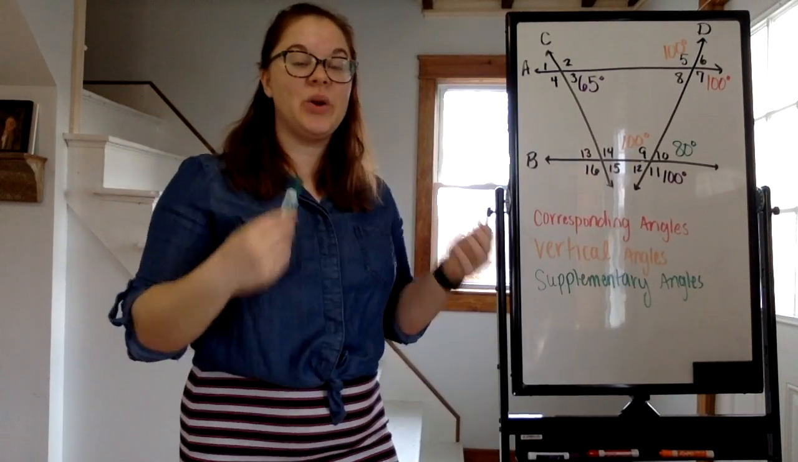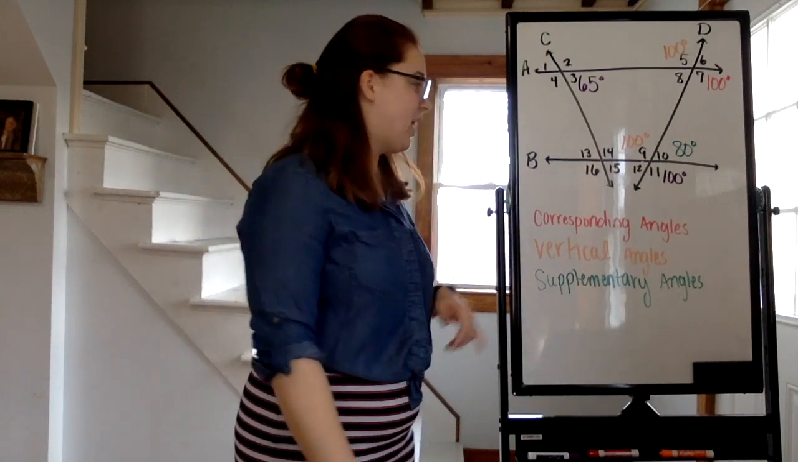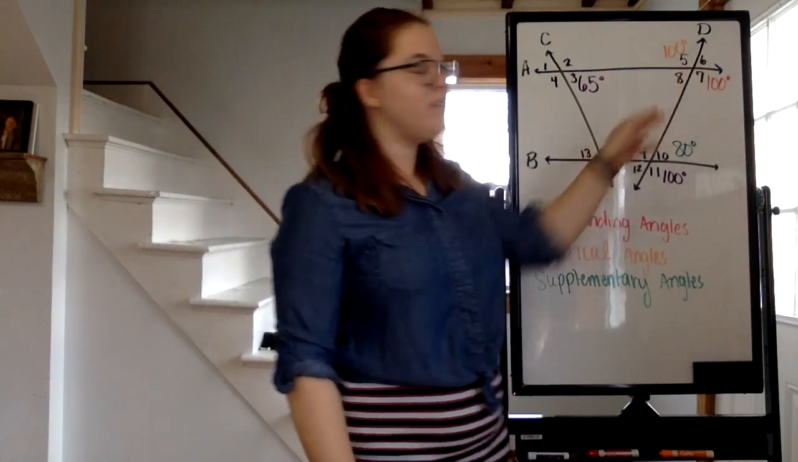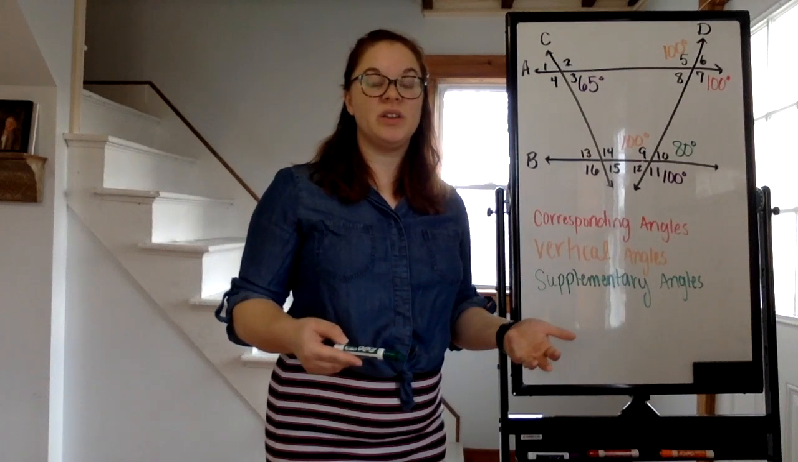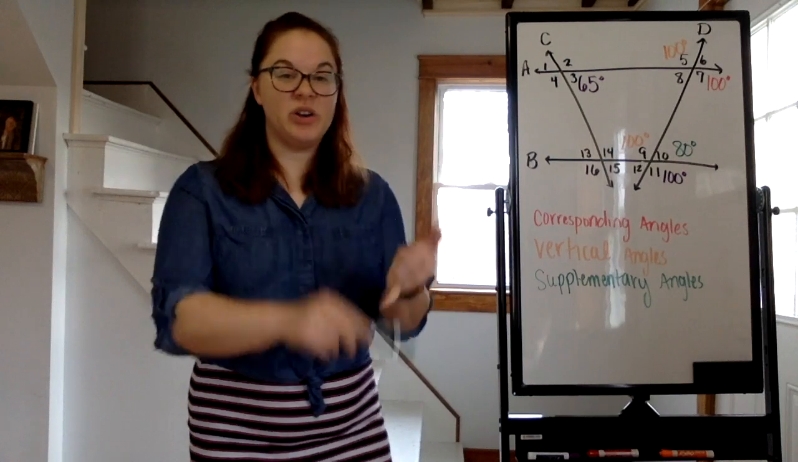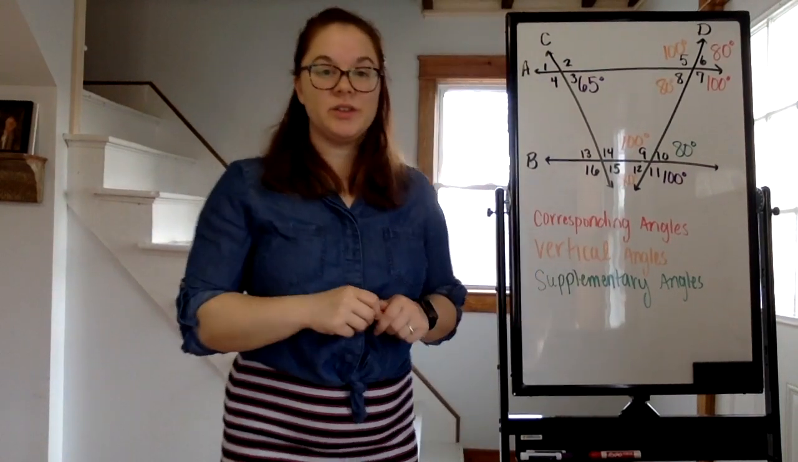So now we can go through using corresponding angles, using vertical angles, to figure out the rest of these unknowns. And as we remember from before, they're all going to be congruent because they're corresponding or they're vertical. So there you have it.